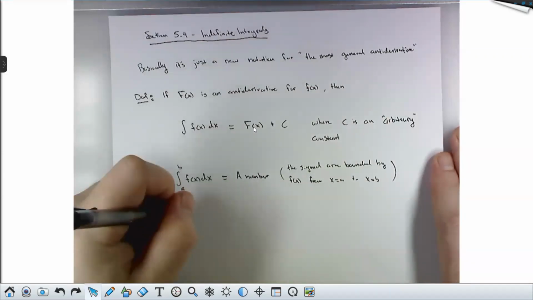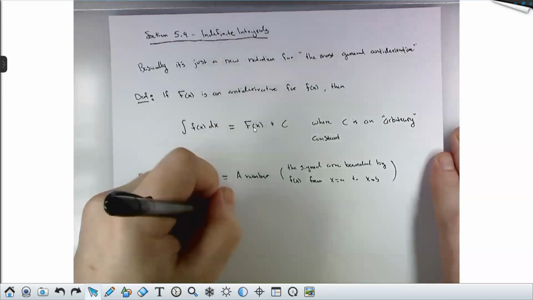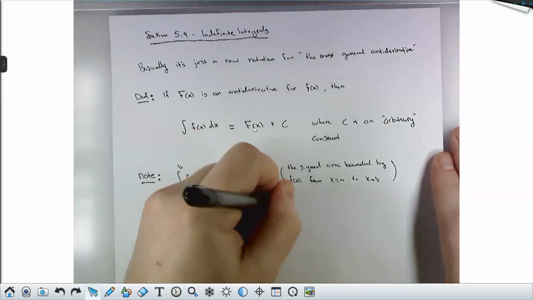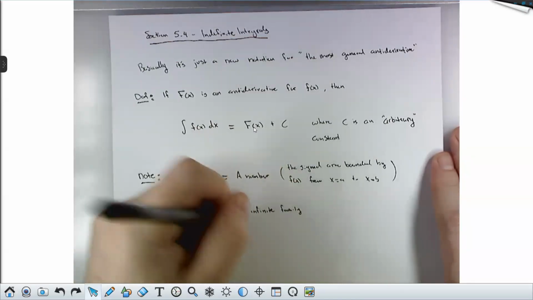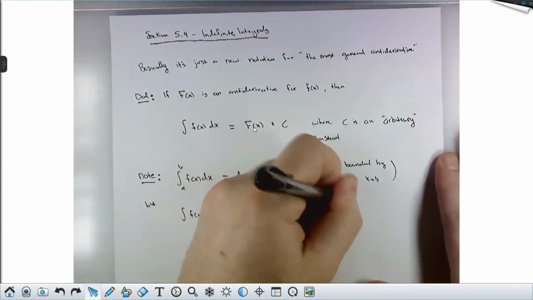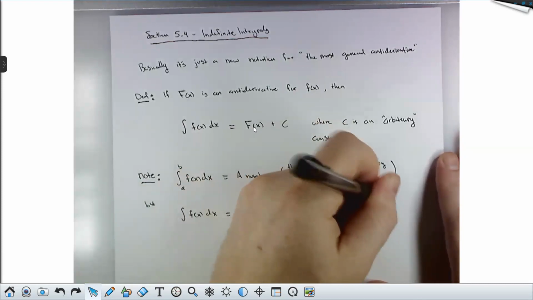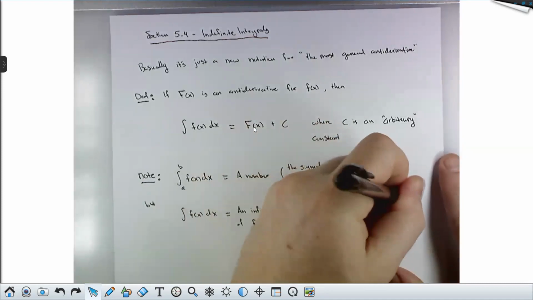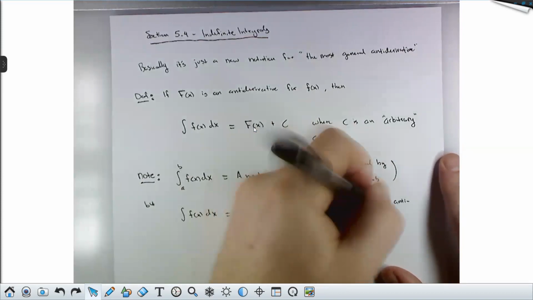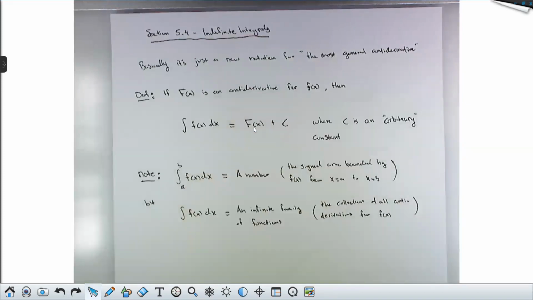But the integral without the a to b, of f of x dx, this is an infinite family of functions. That's the set of all antiderivatives, or the collection of all antiderivatives for little f. So they're very different animals, right? They're just different things. Definite integrals are numbers. Indefinite integrals are infinite families of functions.